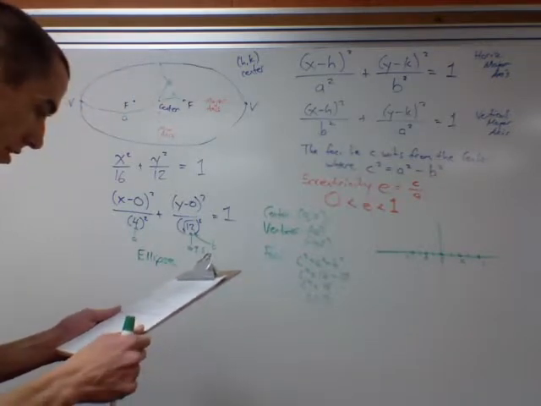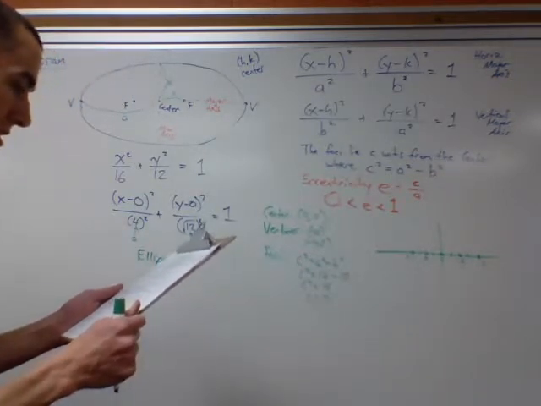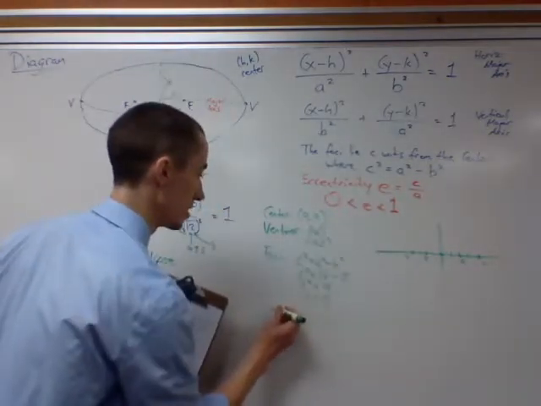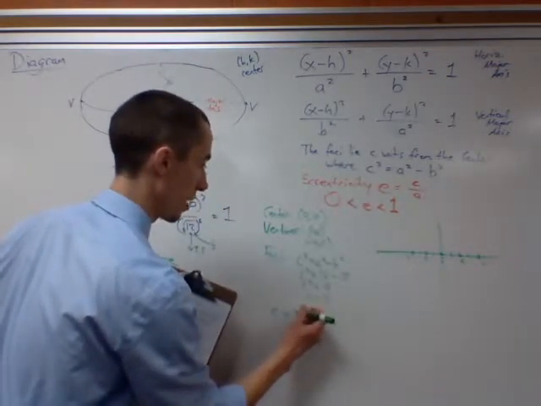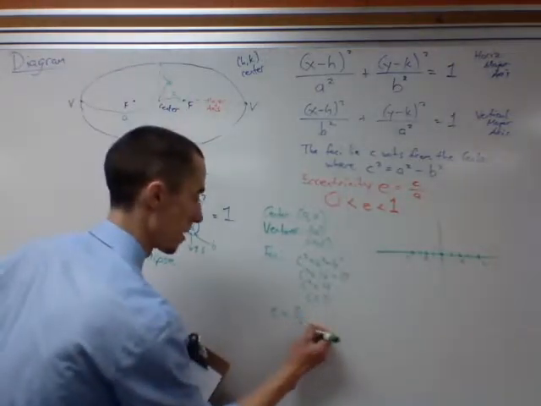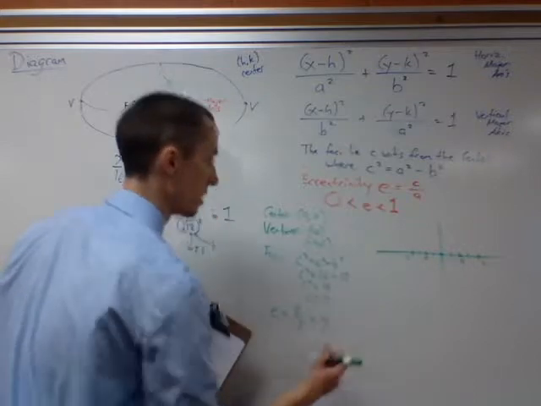All right. Next up, it says to find the eccentricity of the conic. Eccentricity is e equals c over a. C is 2, a was 4, 2 over 4 is 1/2.